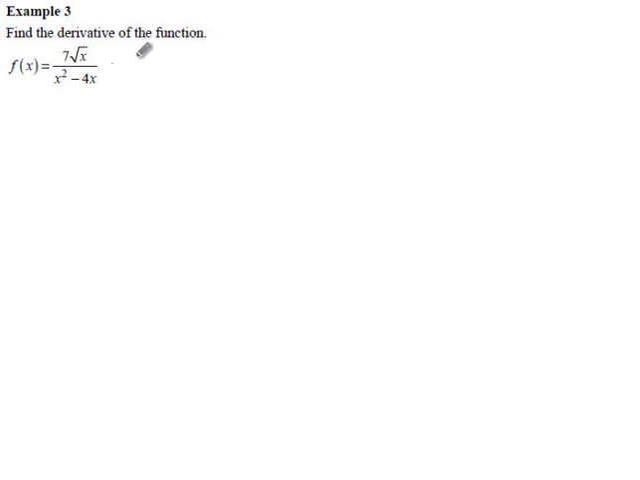This looks like a target for the quotient rule. That root isn't doing us any favors, so I'm going to rewrite that before we get going. This is 7x to the 1/2 over, and the denominator's all right, x squared minus 4x.